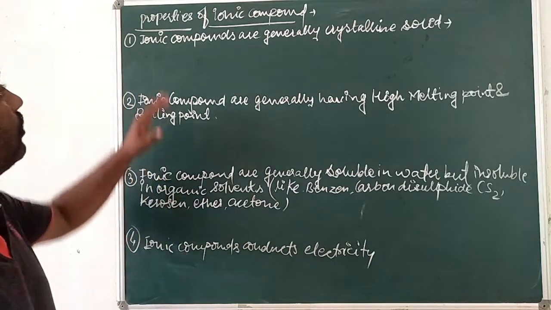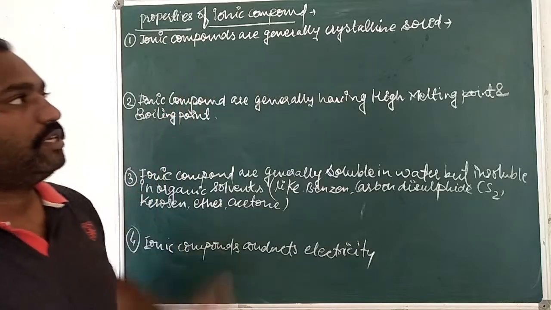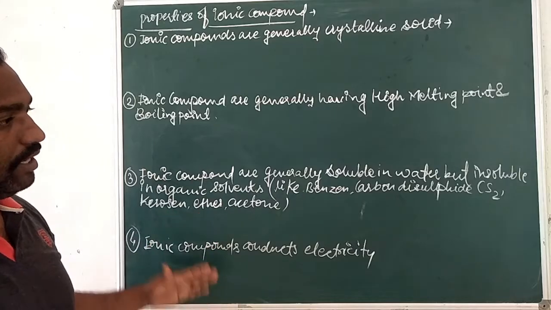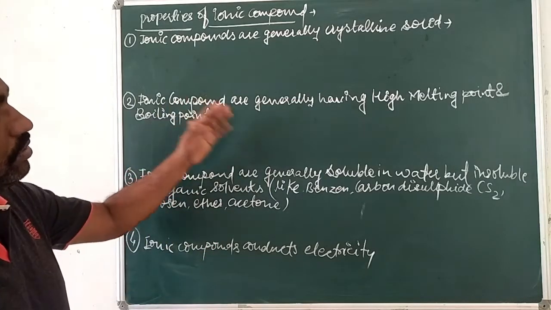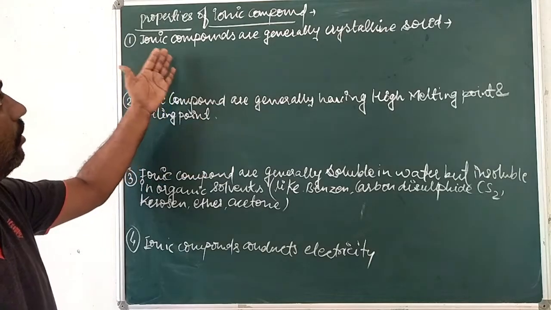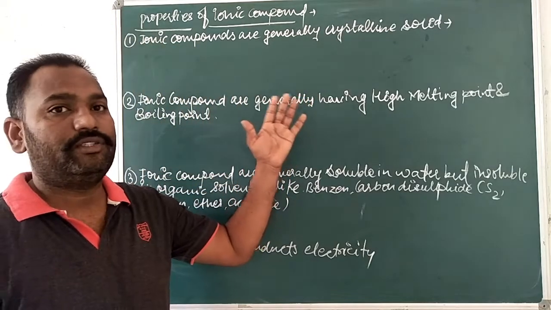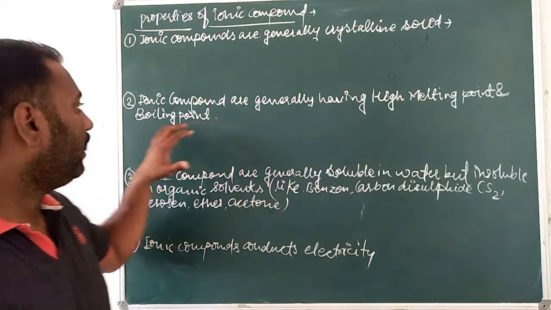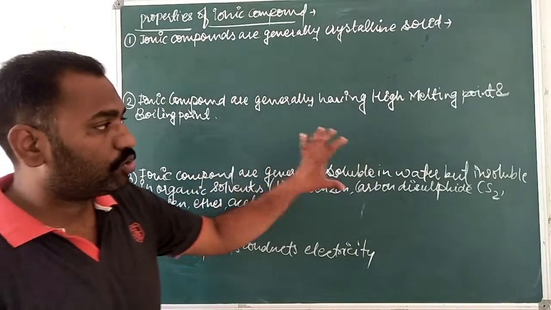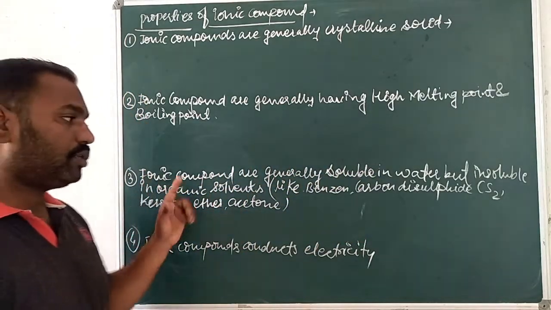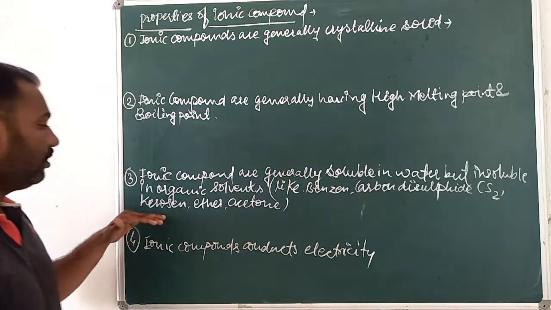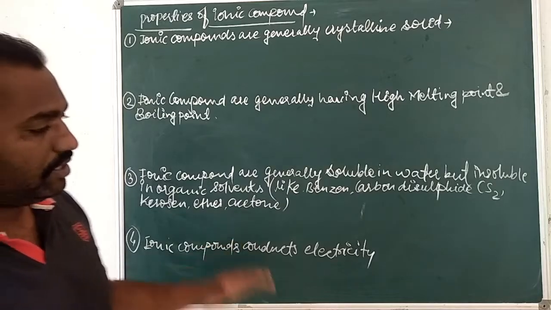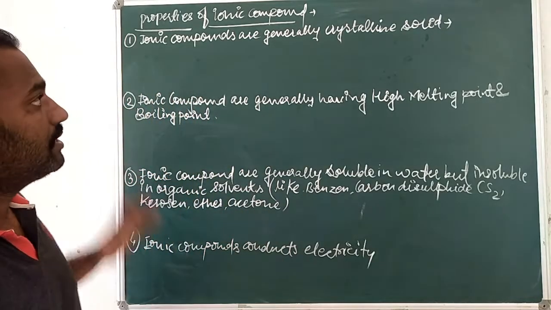Listen. Ionic compounds are generally crystalline solids. We will see the reason for everything, but first you should know the meaning of these properties. Ionic compounds are generally crystalline solids, forming a solid structure. They have a high melting point and high boiling point. They are soluble in water but insoluble in organic solvents like benzene, carbon disulfide, kerosene, ether, acetone. And ionic compounds conduct electricity. So, what are the reasons for that? Now we are discussing.